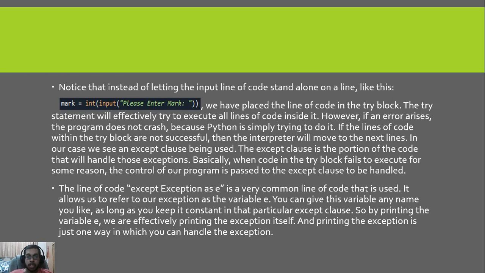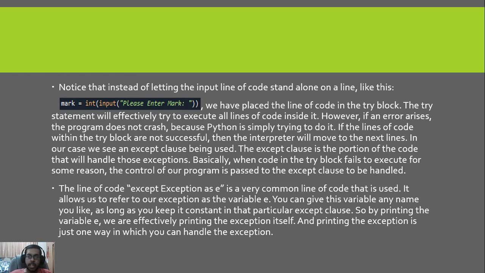The except clause is the portion of the code that will handle those exceptions. Basically, when code in the try block fails to execute for some reason, the control of our program is passed to the except clause to be handled. The line of code "except Exception as e" is a very common line of code. It allows us to refer to our exception as the variable e.